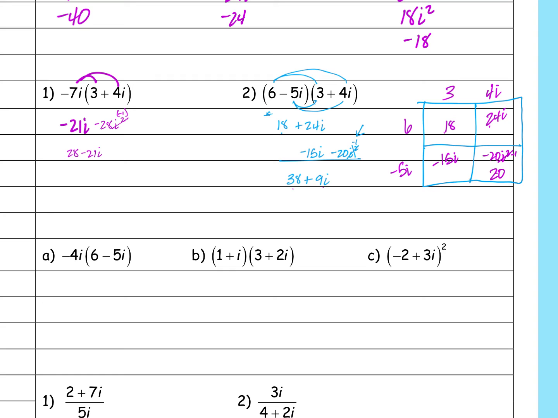The answer for A is, everyone who put the answer in the chat box got it right, by the way, negative 20 minus 24i. Nice job.